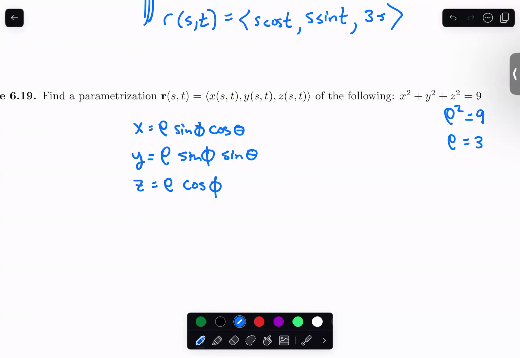And this really helps, because I only get 2 variables. I need S's and T's at the end of the day. Sorry, my pen decided to spaz out a little bit. And yet in spherical, I have 3 variables, rhos and phis and thetas. But if I want to be on the sphere of radius 3, rho is equal to 3. So I can swap out everywhere I see a rho and give it a 3.